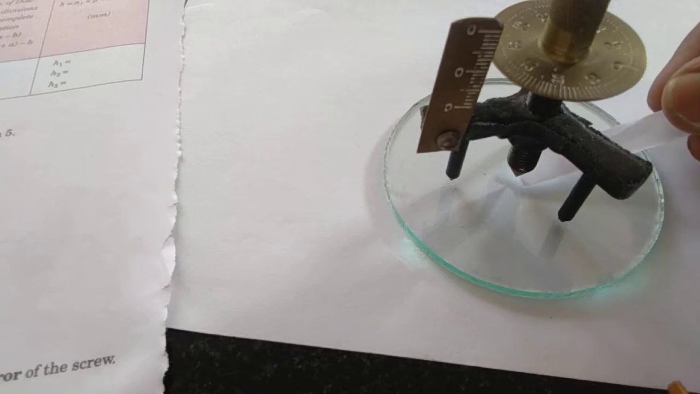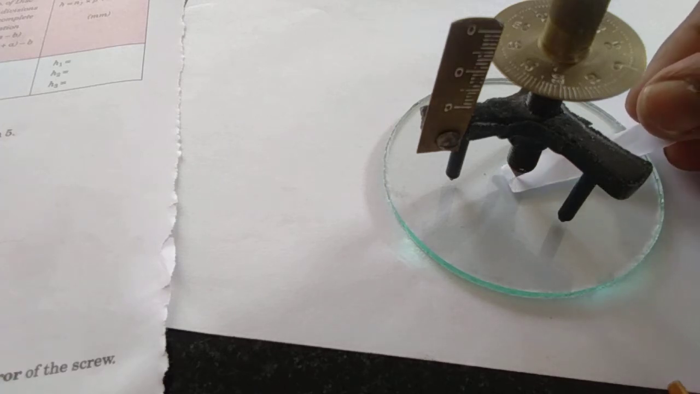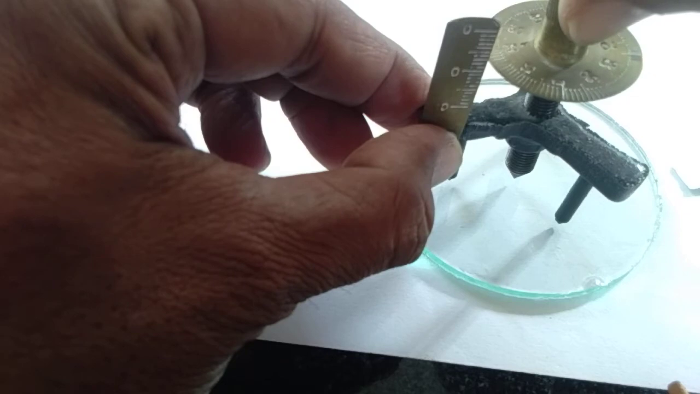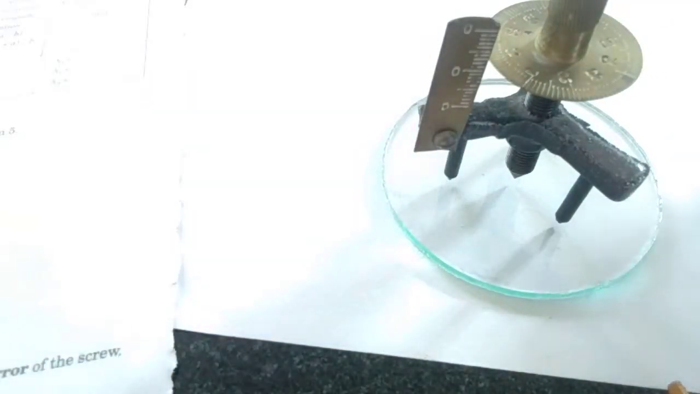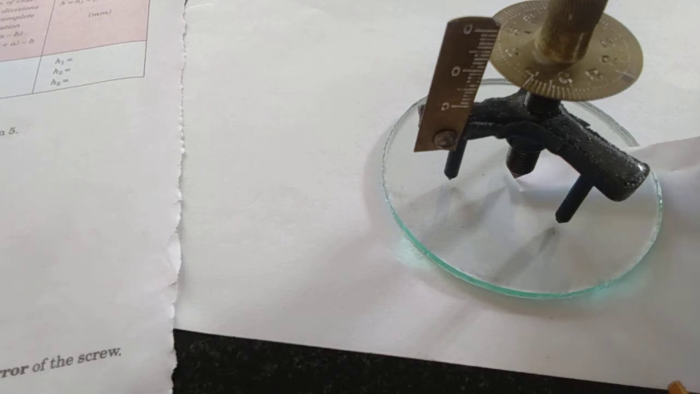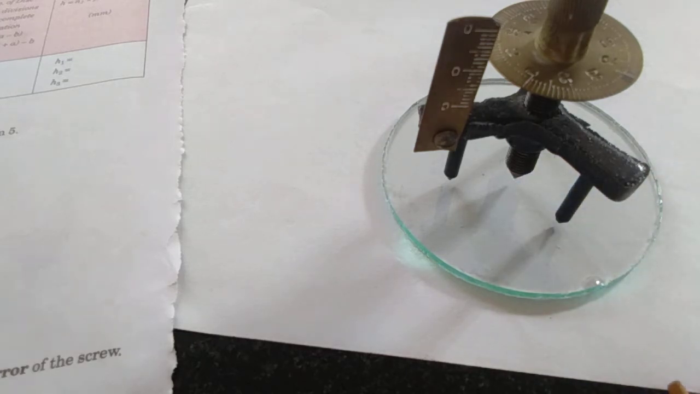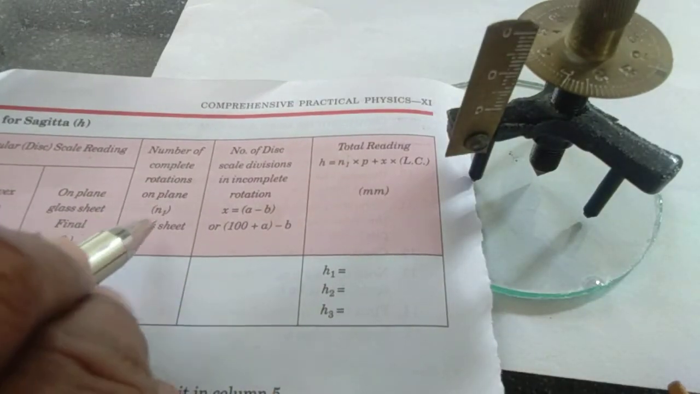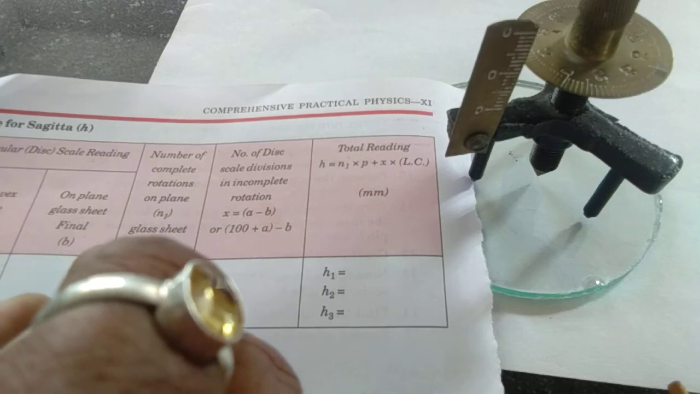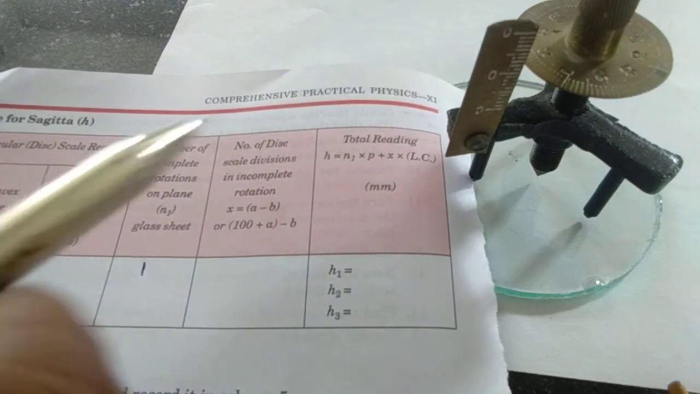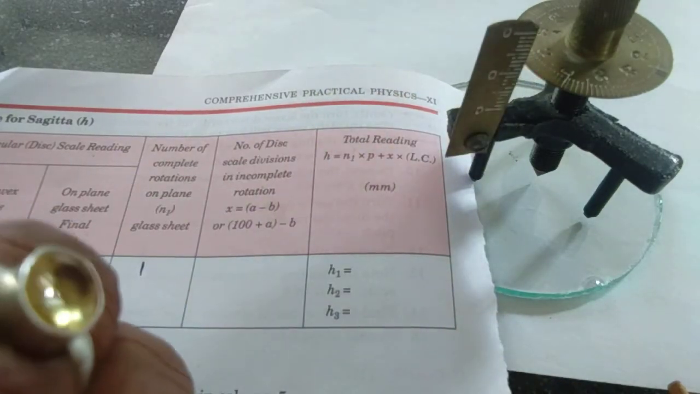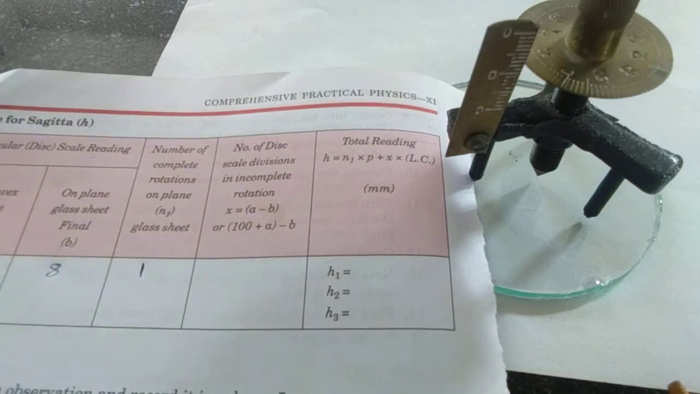It is just passing. Look at this, just passing. Now rotate further. One rotation is already over. Now let us see, it is not passing. Now take the reading. One rotation over means you should note this down as the number of complete rotations, N1. So one rotation is already over. Then how much is there? It is almost 0, 1, 2, 5, 6, 7, 8. So you will get 8. You just write 8.